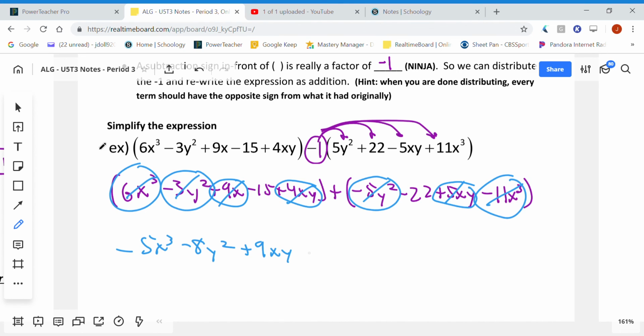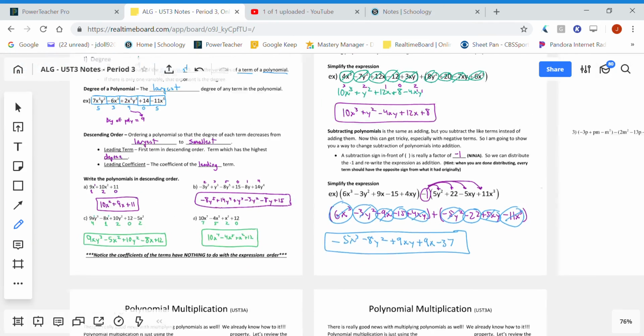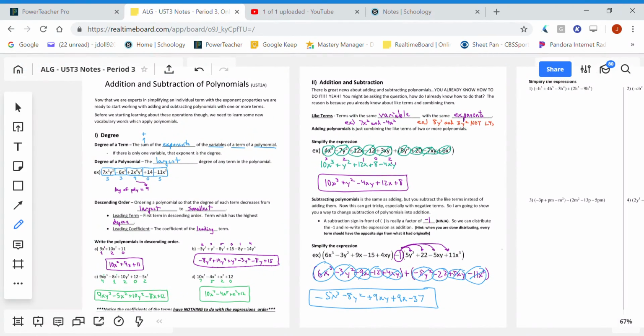Positive 9x, nothing to go with that, so it just stays 9x. And then negative 15 and negative 22 will give me negative 37. So there we go. All right, so I know I kind of sped through those notes.